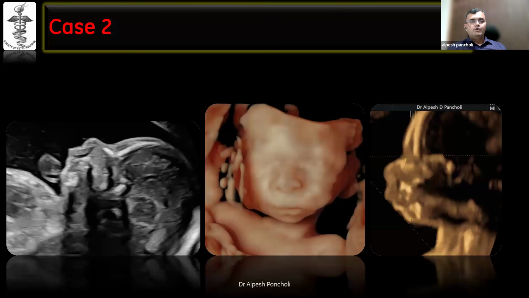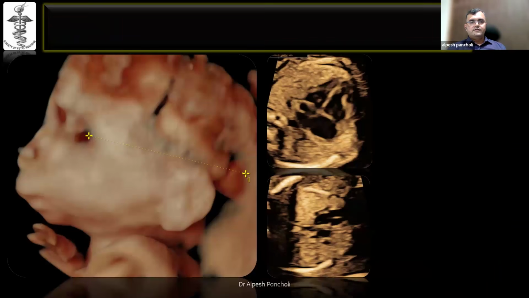Coming to case 2, this is a micrognathia with the corresponding 3D rendering image showing the small chin, and in the skeleton mode we can see there is a microretrognathia. So we have to look for the ears now. Here the ear is low set, at the level of the angle of the mandible.